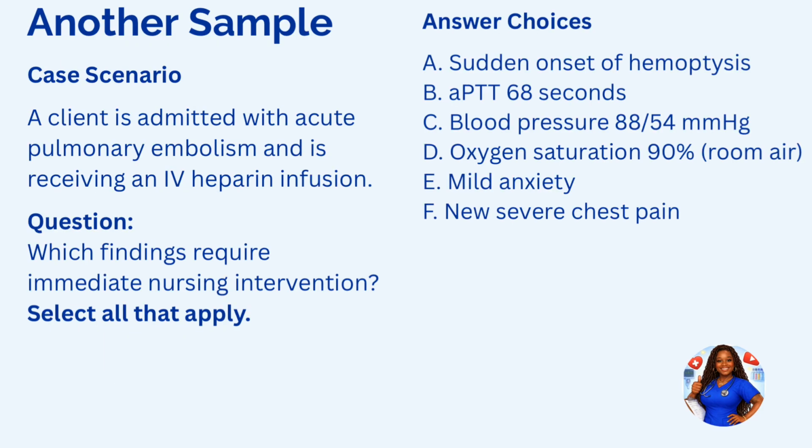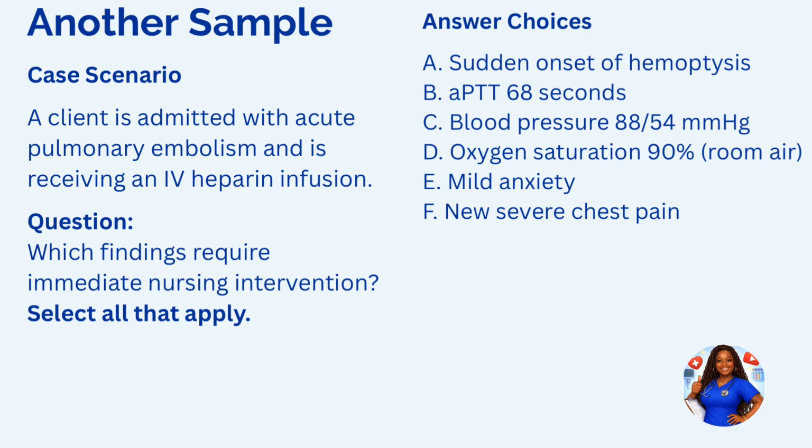Let's walk through another select all that apply question. Our patient has an acute pulmonary embolism and is receiving IV heparin. The question asks, which findings require immediate nursing intervention? So ask yourself 4 quick questions. Is the patient unstable? Is there a safety risk? Is oxygenation affected? Is there a bleeding complication?